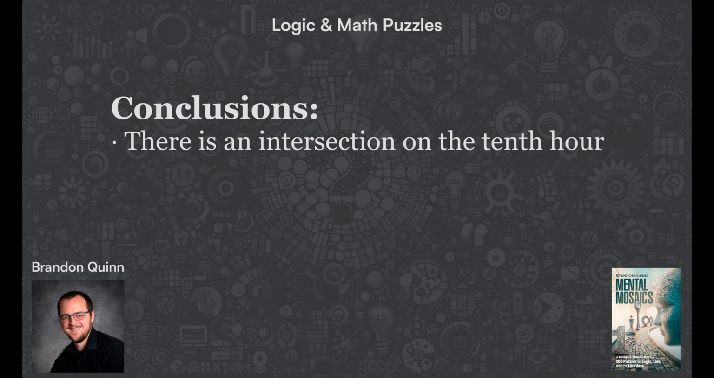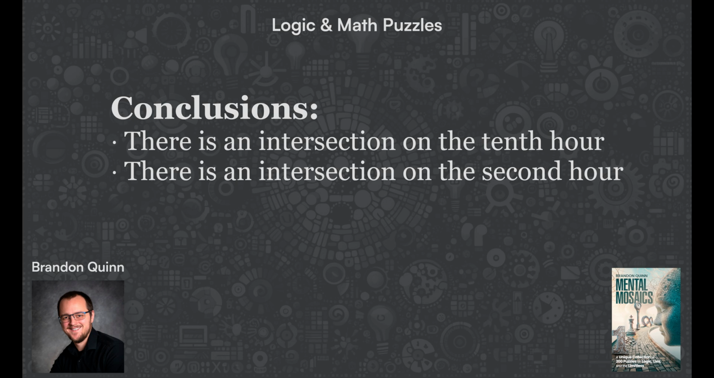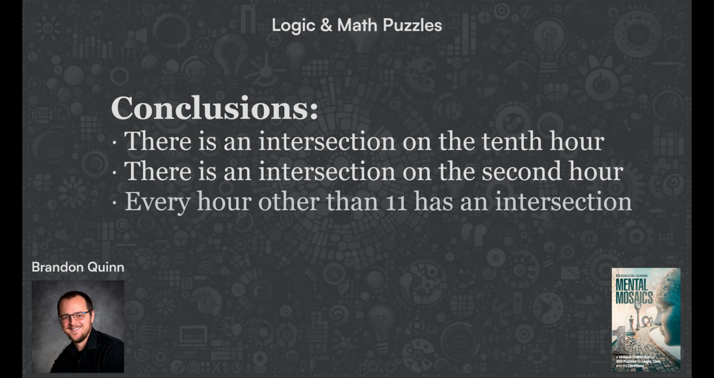Moving to the other side of the clock, let's think about the second hour. At 2 p.m., the minute hand is on the 0, the hour hand is on 2, and comparing it to 1 o'clock, the minute hand is on 0, the hour hand is on 1. So there must also be an intersection between 1 o'clock and 2 o'clock, and then we can use the same reasoning to show that there must be an intersection between 2 and 3, 3 and 4, 4 and 5, everything all the way up to 10 and 11. This means that every hour other than the 11th hour has an intersection. So if you rotate through the clock for 12 hours, you'll have 11 intersections.